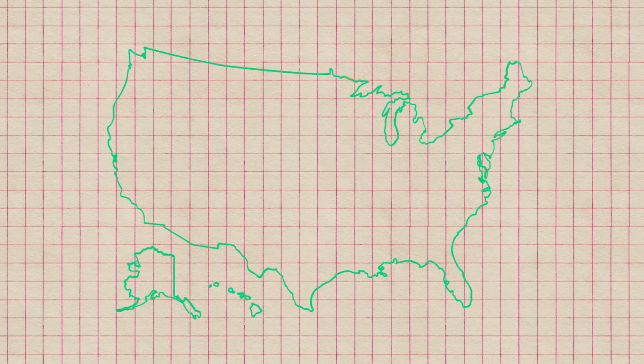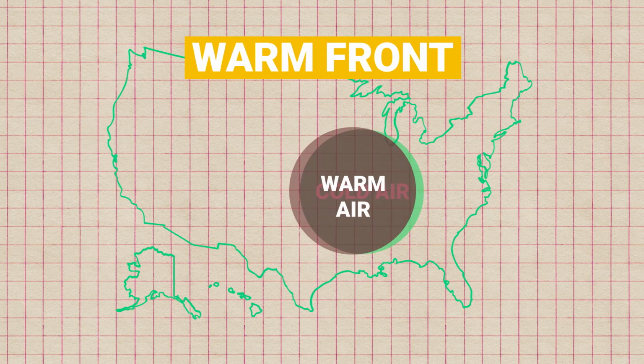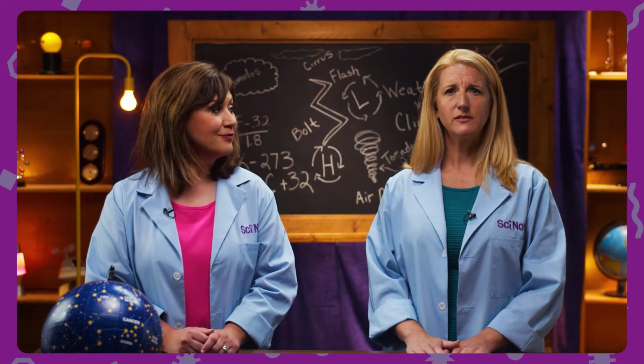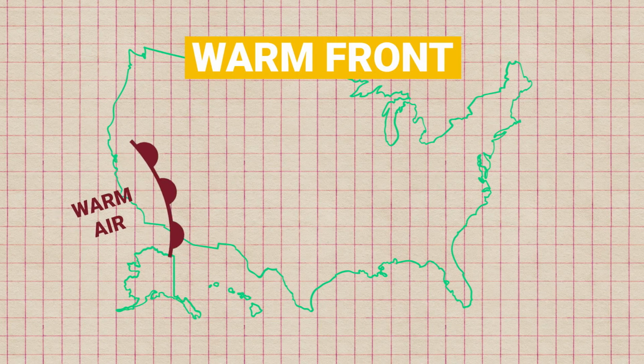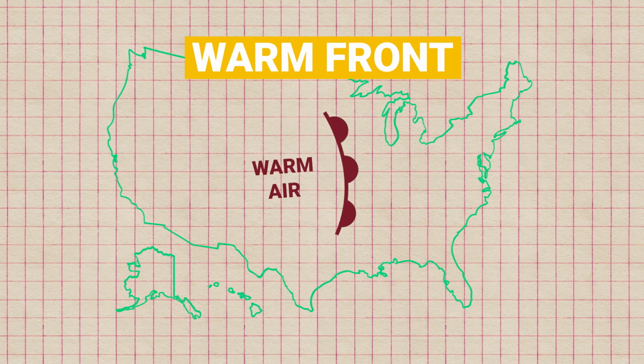The second type of front is a warm front. This happens whenever warm air pushes into colder air. This type of front can also bring stormy weather, but normally it's not as severe as cold fronts. Warm fronts are slower moving than cold fronts. When you see them on a weather map, they're represented by red semicircles. These semicircles face the direction that the air is moving.